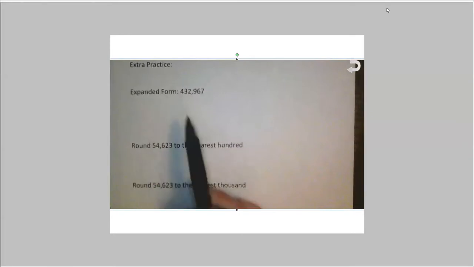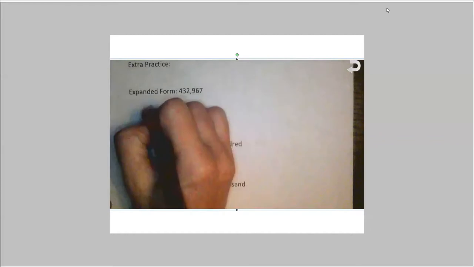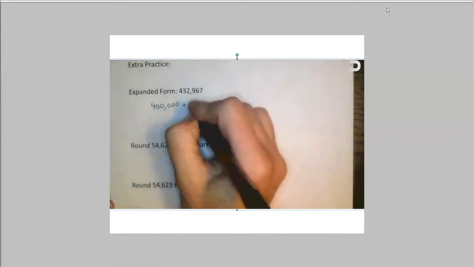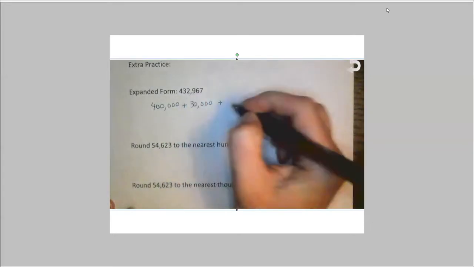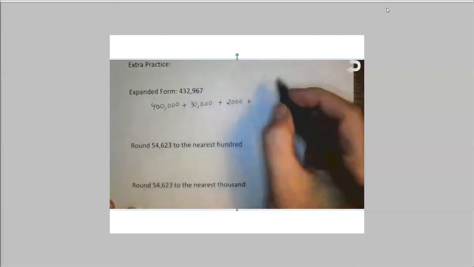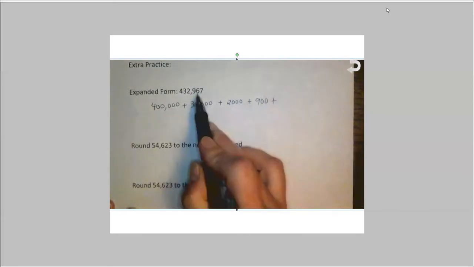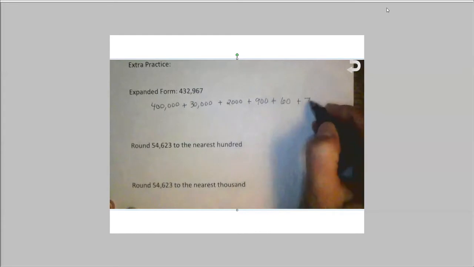You will be asked to give a number in expanded form. That's where we break these numbers down by their place value. 4 is in the 100,000 spot, so that would be 400,000. 3 is in the 10,000 spot, so that value is 30,000. 2 is in the 1,000 spot, so that is 2,000. 9 is in the 100 spot, so that value is 900. 6 is in the tens place, so that value is 60. And 7 is in the 1 spot, so that value is 7.